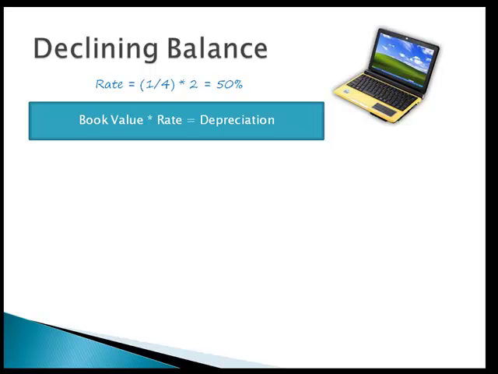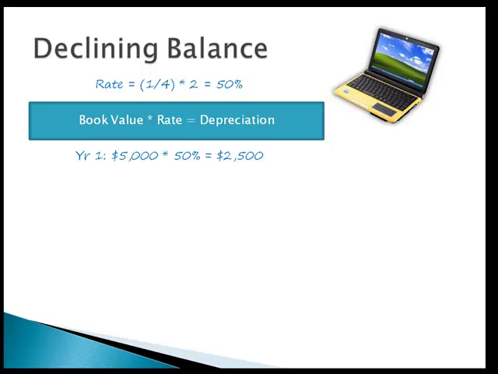Now we need to figure out book value. Book value is cost minus accumulated depreciation. How much accumulated depreciation do we have when we first buy the computer? None, right? So cost is going to be our book value. So $5,000 times 50% means we have depreciation of $2,500.